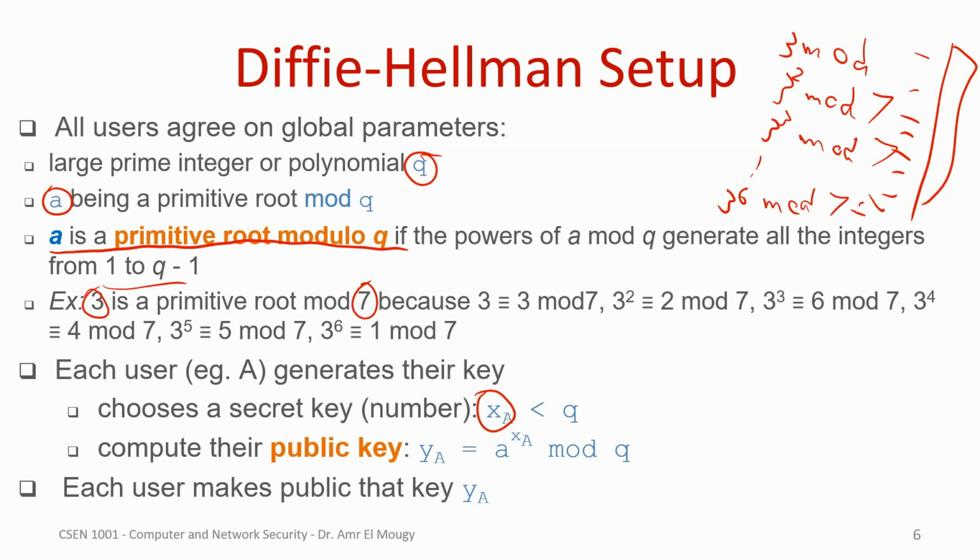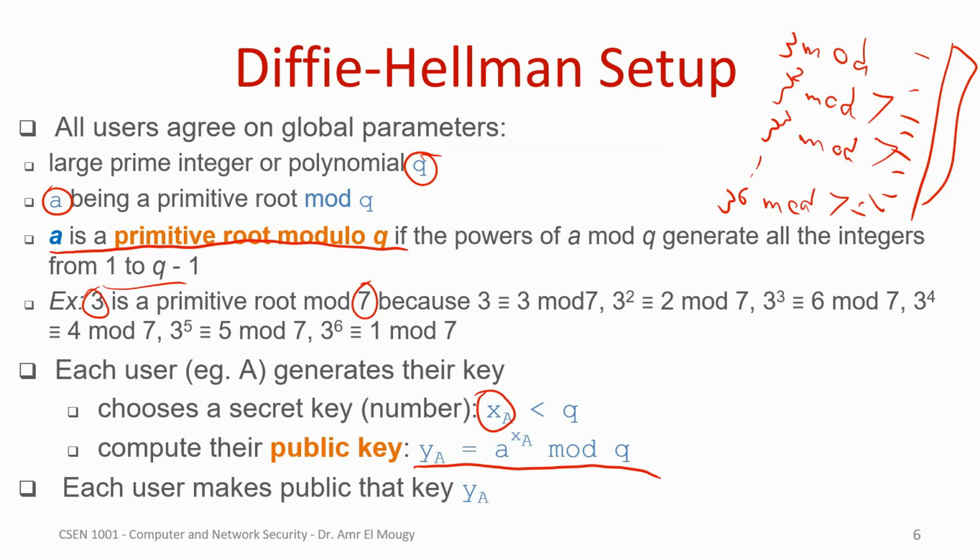Now, using the private key, you can calculate the public key using this equation. You take the generator A that the users have agreed upon, you raise it to the power of the private key XA, and you do mod Q. This is the public key. Now, this is opposite to what we did in RSA. In RSA, we did the modulus, and then we chose the public key, and from the public key, we calculated the private key. Here we do the opposite. We choose the prime number and the generator A, then we choose the private key, and from the private key, we calculate the public key.